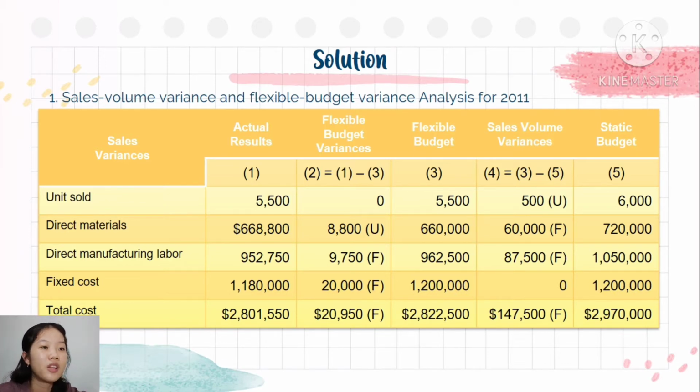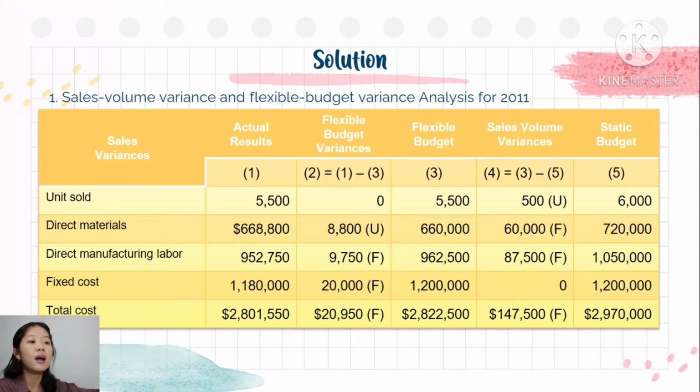And for the direct manufacturing labor, the sales volume variance is favorable. Why? Because the static budget for the direct manufacturing labor is 1,050,000, but in the flexible budget there is only 962,500, which means the amount in the flexible budget is lower than the static budget. So it's favorable.